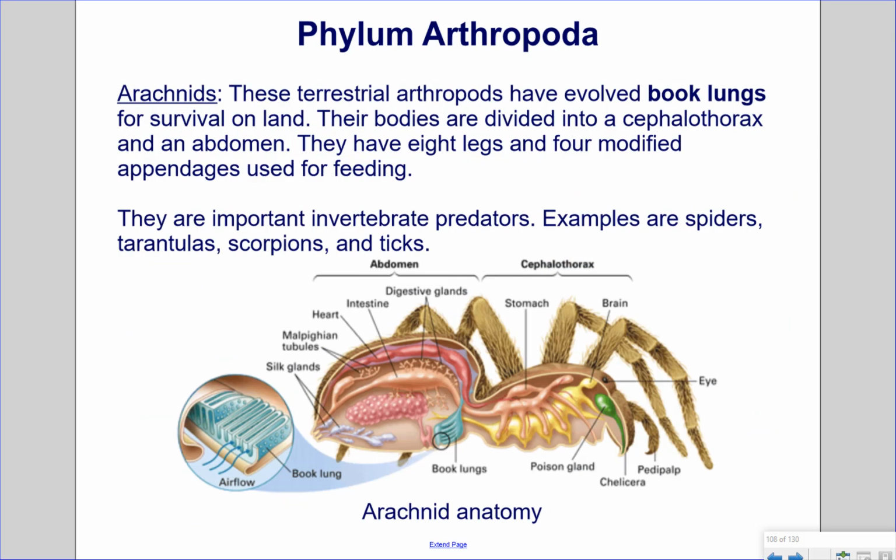Phylum Arthropoda. Arachnids. These terrestrial arthropods have evolved book lungs for survival on land. Their bodies are divided into a cephalothorax and an abdomen. They have 8 legs and 4 modified appendages used for feeding. They are important invertebrate predators. Examples are spiders, tarantulas, scorpions, and ticks.